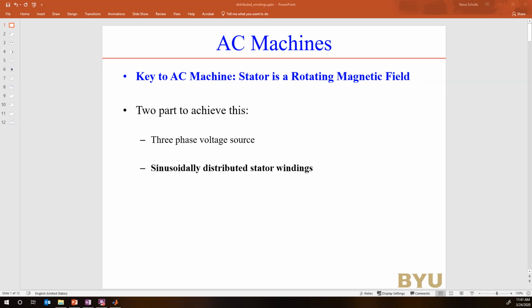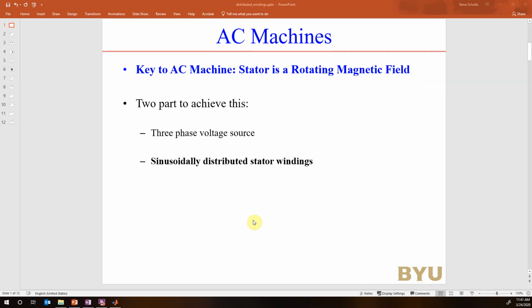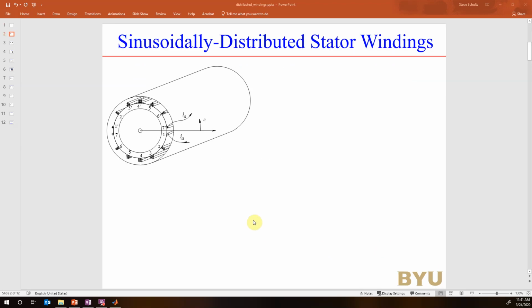Okay, so we're going to continue talking about AC motors. Last time we already talked about three-phase voltage sources. Now we're going to talk about sinusoidally distributed stator windings, and then we're going to be connecting the sinusoidally distributed stator windings to the three-phase voltage source. So first of all, distributed windings.